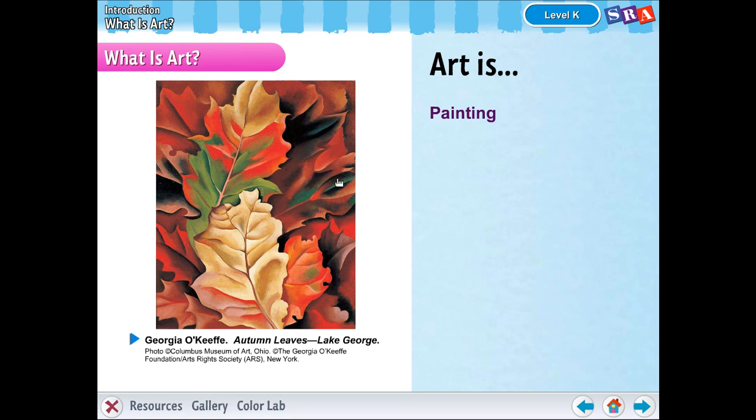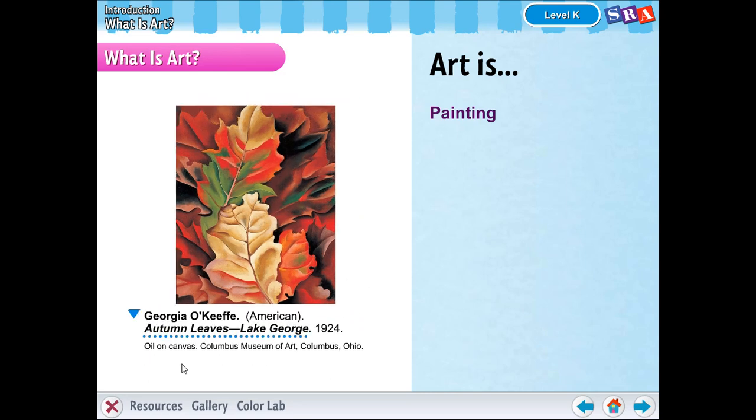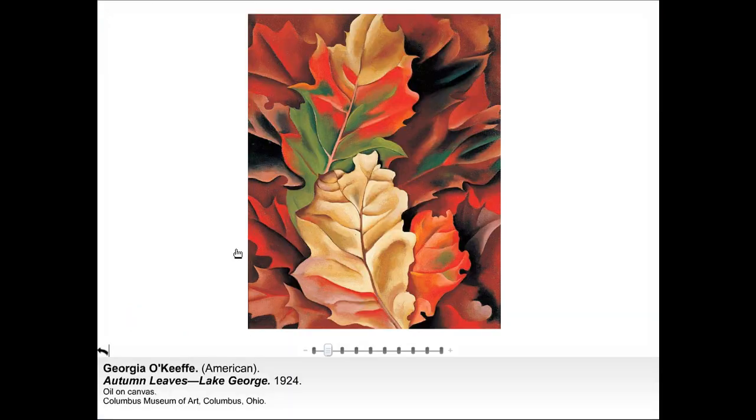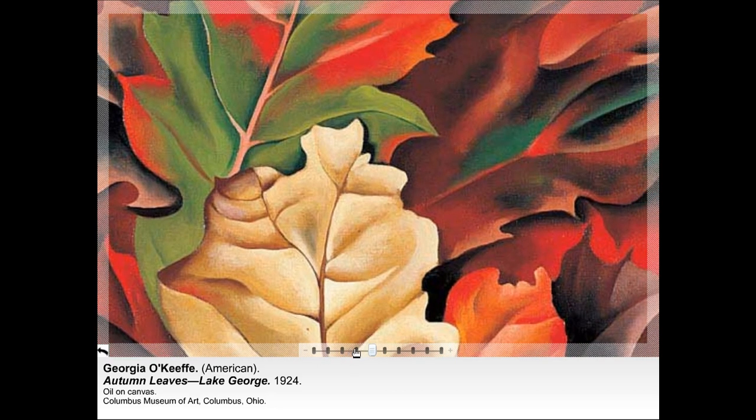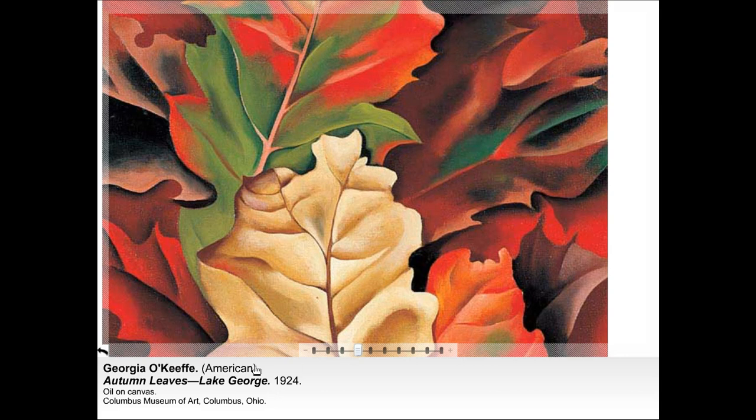Art is painting. Here's a painting by an artist named Georgia O'Keeffe, and she painted a bunch of leaves. Let's zoom in on this so we can look at some more information. Down here, it tells us her name and what country she's from. She's from America. The name of this painting is The Autumn Leaves, Lake George, and this year right here, 1924, tells you what year it was painted.